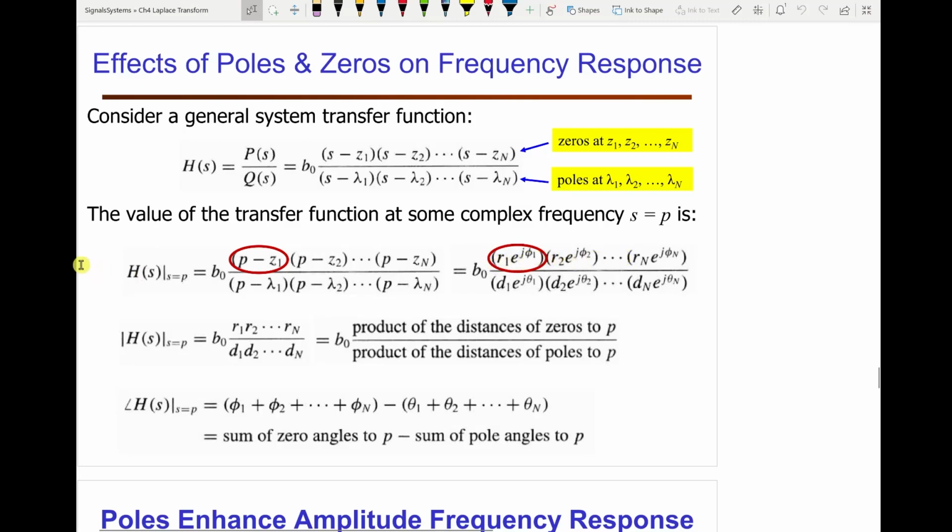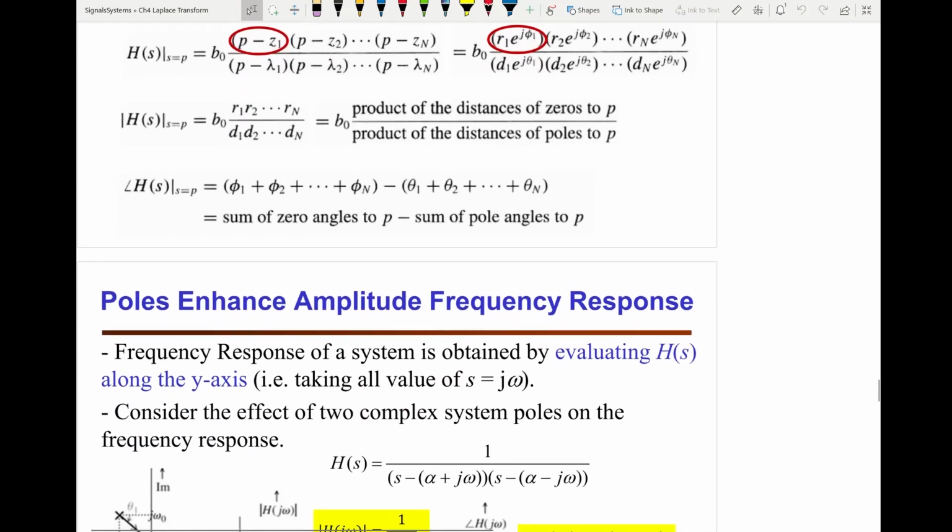And then the system response magnitude will be R1 times R2 times all the way to Rn, divided by D1 times D2 all the way to Dn. And that will be this one. And this is the same thing for the phase response.